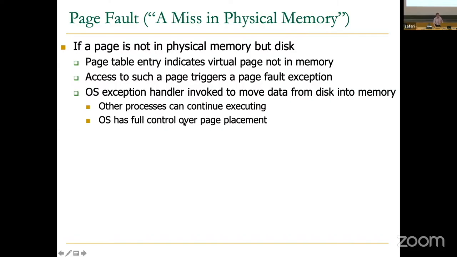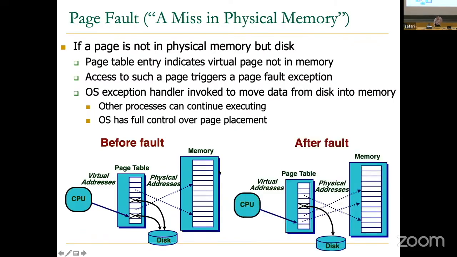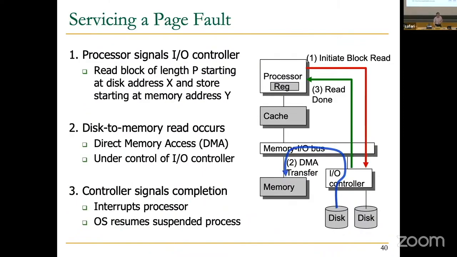But basically, the OS has full control over page placement. So before the fault, the CPU is accessing this virtual page. It's on disk. It's not mapped to memory. After the fault is handled, the CPU is accessing the same page again, and now the page is mapped into physical memory, right? And the page table is fixed to reflect that. And something is kicked out from the physical memory, perhaps, right? Okay. So how is this serviced?